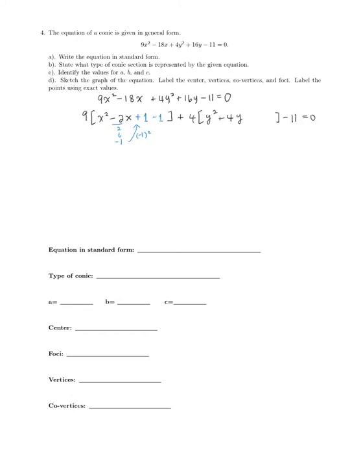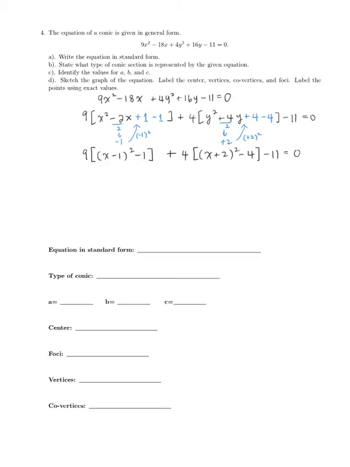Okay, now let me just complete the square on this. So what we've got so far is (x minus 1) squared minus 1. Okay, now let's complete the square on the y. You're going to play the same game. Divide this number by 2, you get positive 2. What goes in here is positive 2 squared, which is plus 4. But if you're going to add in the 4, you better subtract the 4. Okay, now if I write this nicely, this is going to be 4 times (y plus 2) squared minus 4, and minus 11 equals 0.